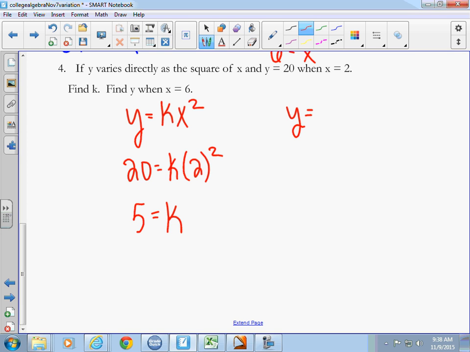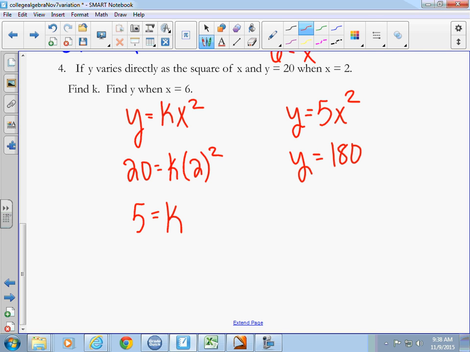Okay, so 5 is k, so y equals 5 times x squared. And then find y when x is 6, so we'll just plug in the 6 for x. 36 times 5, 180. Okay, so that's how direct variation works.